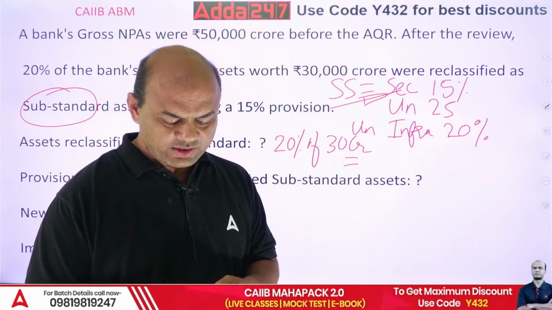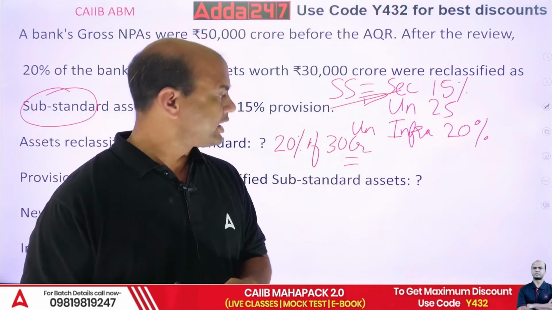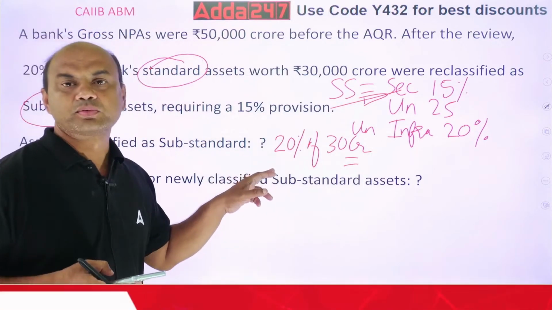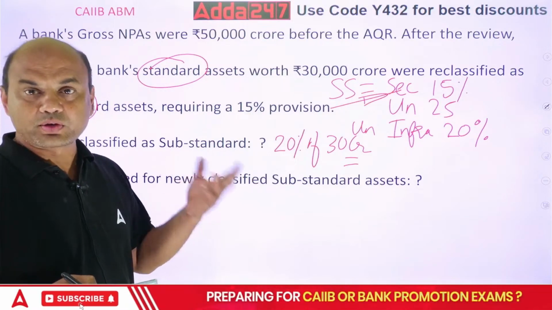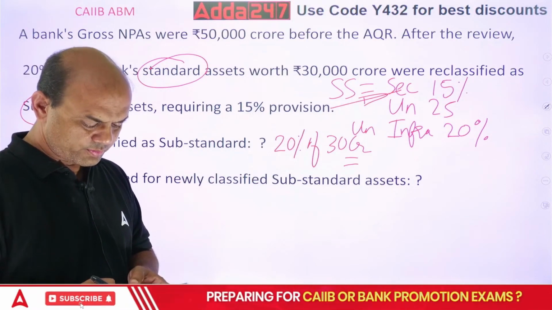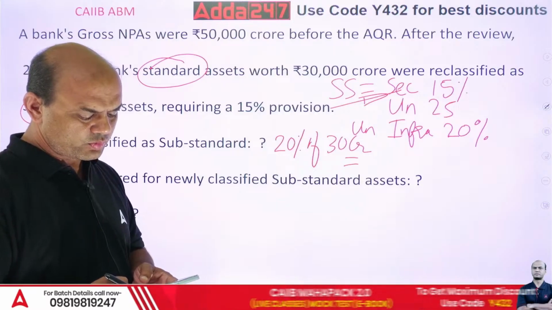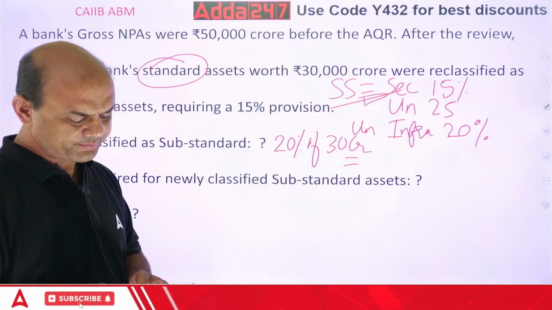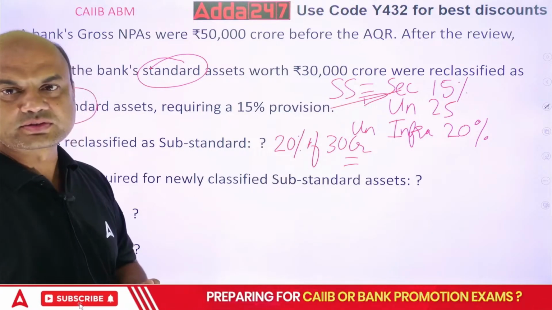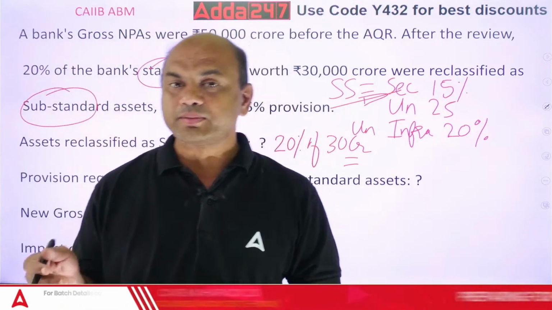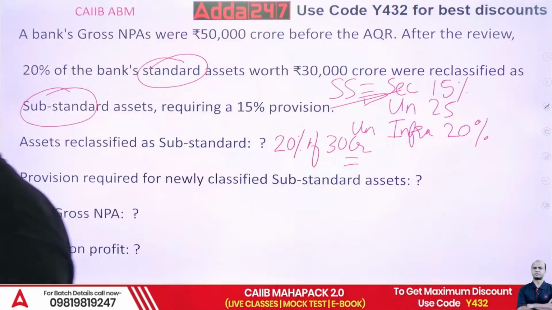Into 20%. Percent means divided by 100, so 0.2 into the amount. So you are getting it as 6 crores. So new NPAs are 6 crores over here.